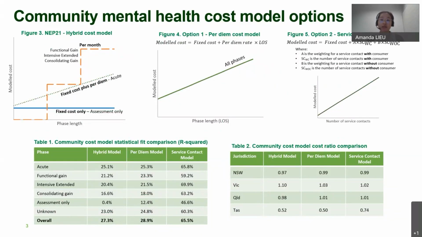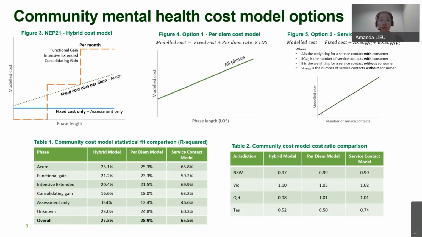This was a combination of fixed and time-based models, depending on the mental health phase of care. Assessment-only phases, which are time-limited, used a fixed cost model. Acute phases use a fixed cost plus per diem rate based on the length of stay, and all other phases, that is your functional gain, intensive extended, and consolidating gain, used a per month rate, recognizing the typically longer length of stays for these phases.